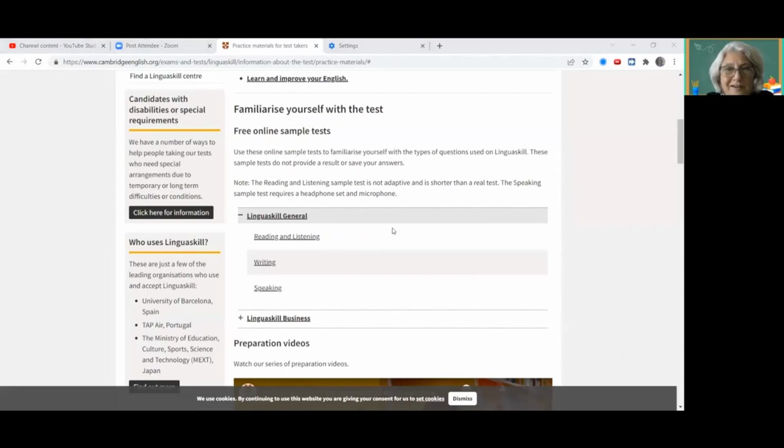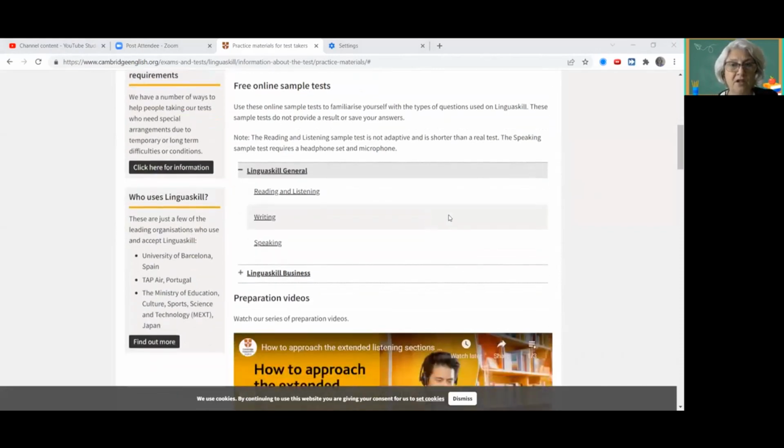We've gone through the various parts of the Linguaskill general assessment. I hope that was helpful to you. I hope that by seeing me go through the activities of the reading and listening and the writing and the speaking, that it gives you a good idea on what you need to do to prepare for it.